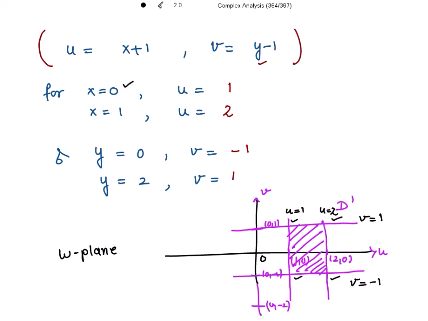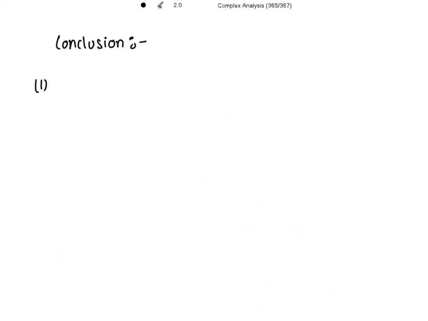For x equal to 0, I get u equal to 1, the unique point. For x equal to 1, I get u equal to 2. The points are not the same. There is one and only one point of the region D dash that corresponds to each point in the region D, right? So it is clear that this is one and only one, and there is a one-to-one correspondence. So the conclusion is there is one-to-one correspondence.